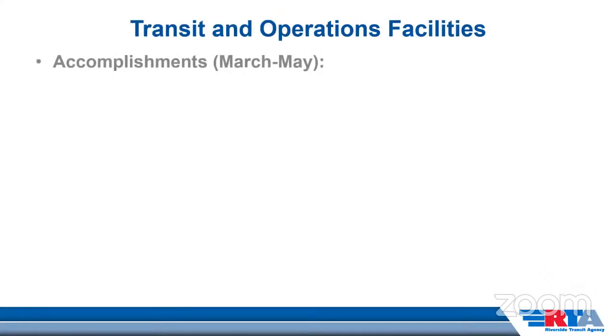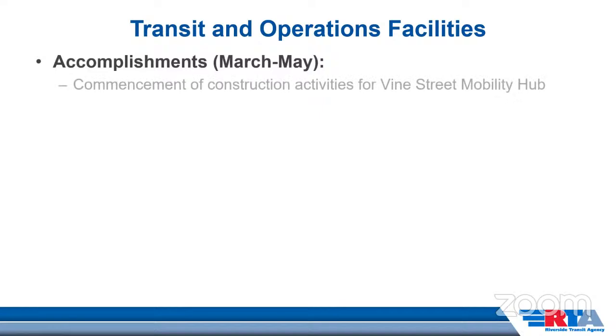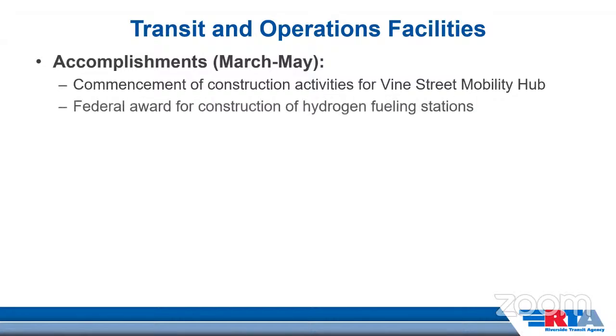Jumping over to transit and operations facilities, accomplishments over the spring. After that groundbreaking, construction activities did commence at the Vine Street Hub. Grading on that site is just about complete. They are now turning their attention to some concrete items such as building the gutters, the sidewalks, connecting with the sewer, things like that. So well underway there.